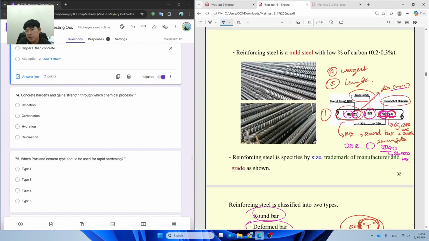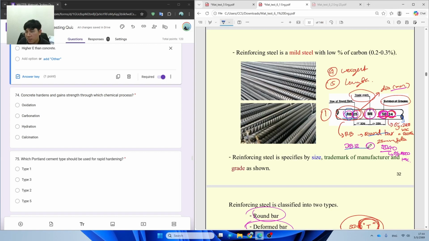In the reinforcement steel, we have just a few things to consider when buying it. It's just to check the symbol. RB is from the round bar, and 25 is the diameter in millimeters. In the middle is the trademark, and at the end is the steel grade of the round bar, SR24, which indicates that the yielding strength is equal to 2400 KSC.